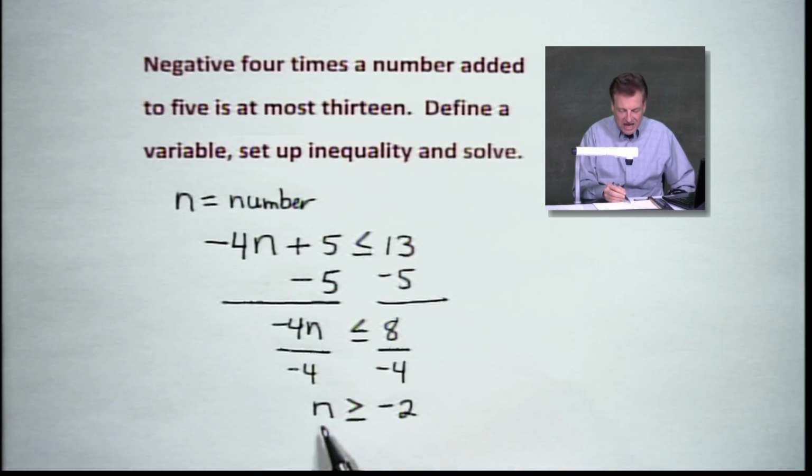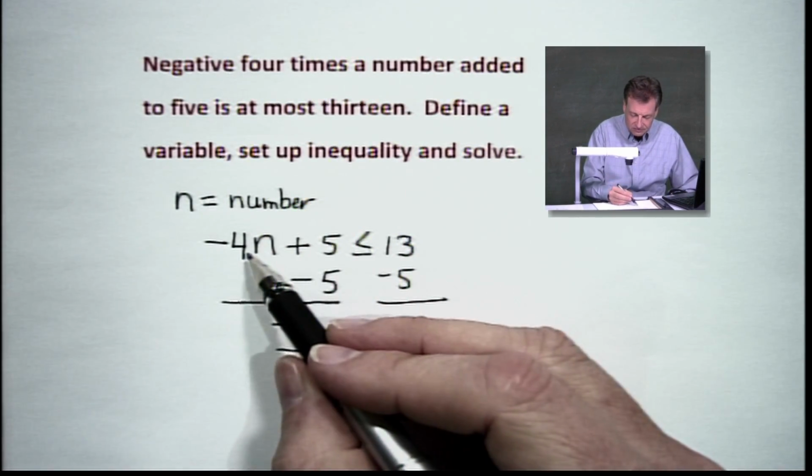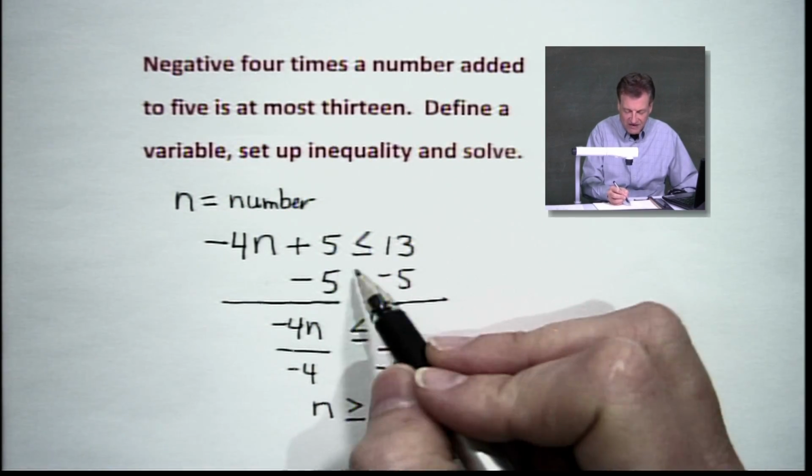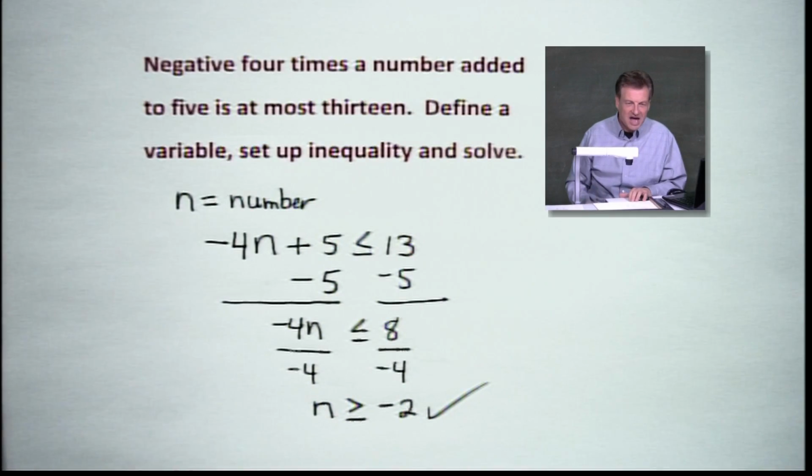The question is, give me a number that's greater than or equal to, well, we don't want to worry about equal. Let's go for greater than -2. How about 0? If you put a 0 in here, you get 0 plus 5, which is 5, and 5 is less than 13. So that checks out, my friends.